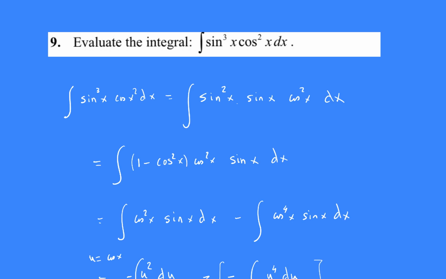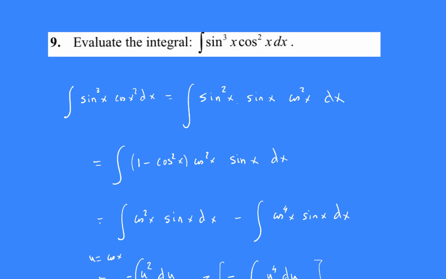The next problem says find the integral of sine cubed times cosine squared of x dx. Now, can we use substitution here? It's not so easy, because if u is sine of x, du will be cosine of x dx, but here it appears cosine squared of x dx. So we need to do some manipulations to this equation to find the integral.